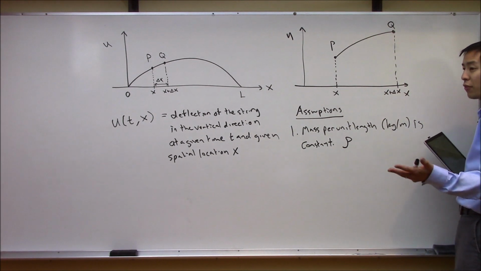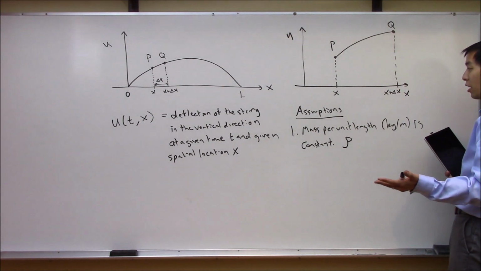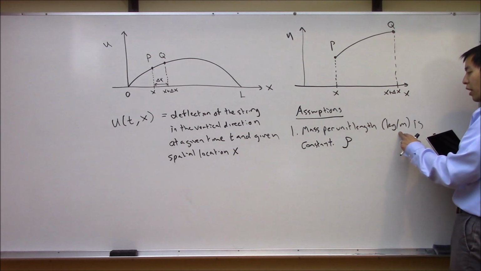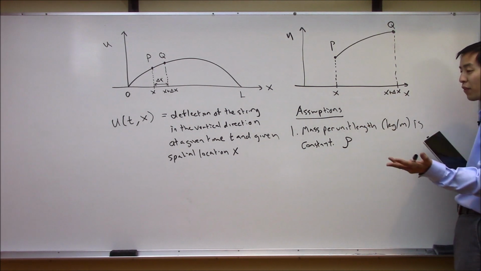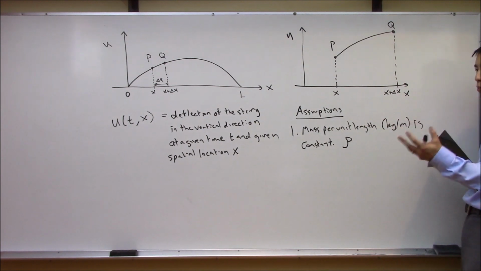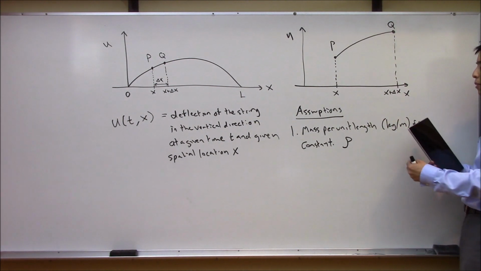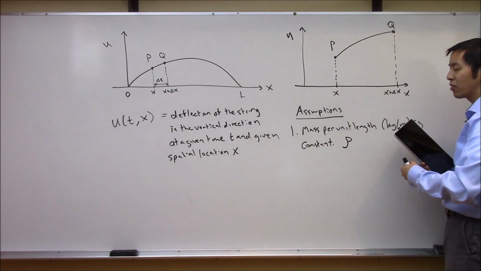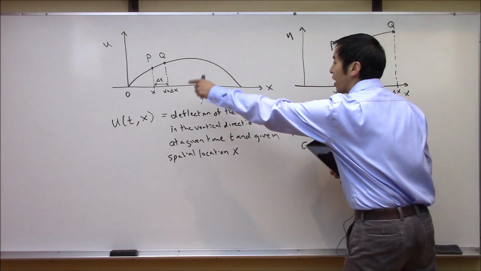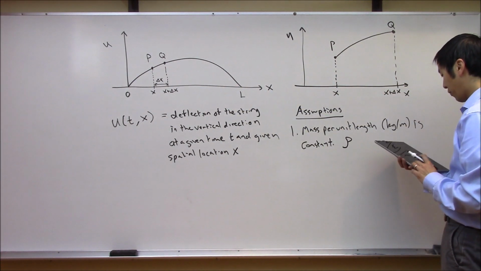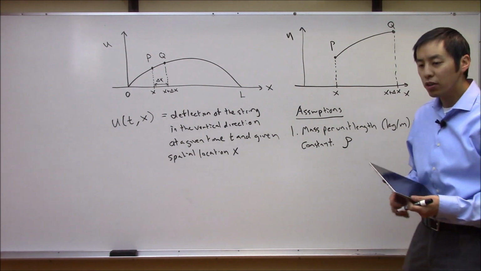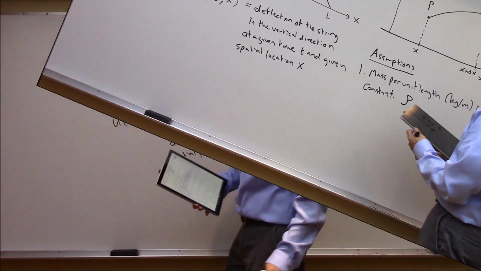So if you buy yourself a 1 meter long rope and the density is 0.5 kilograms per meter, that whole rope is going to weigh half a kilogram, but that half kilogram of mass is evenly distributed over the entire length of the string. So that's our first assumption. Let's go ahead and write down a second assumption.